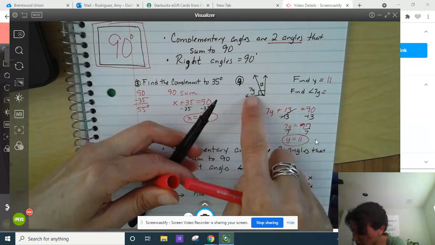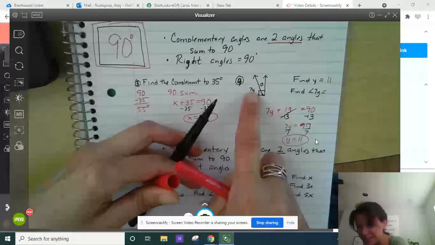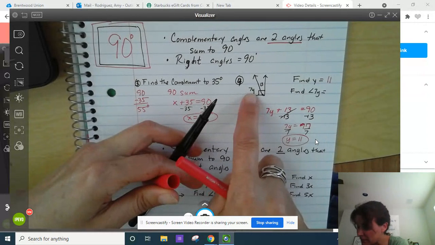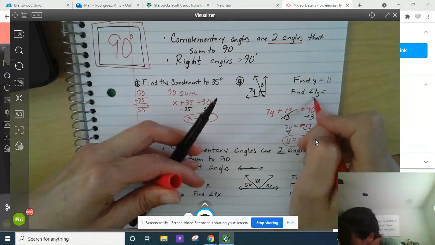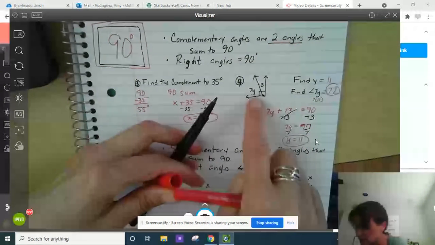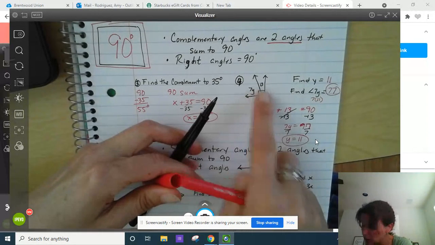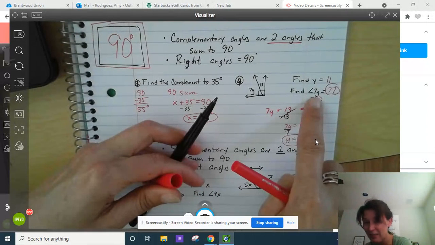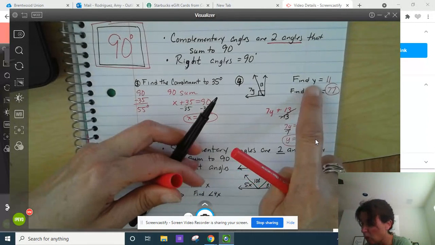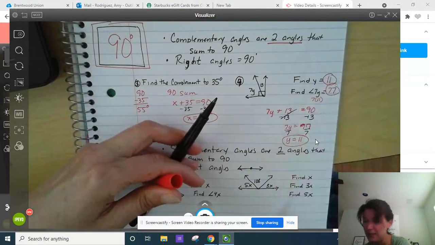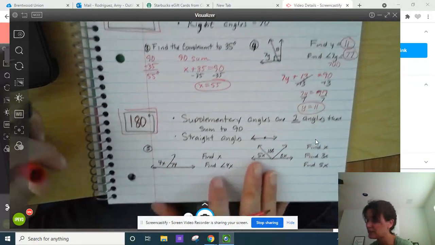And that angle, okay, what was this whole angle? It was 77, 7 times that 11. 77 and 13 is what gets me 90. So this is my y. This is 7 of my y. Y is 11. 7y is 77. Pay attention to what the problem is asking you for.